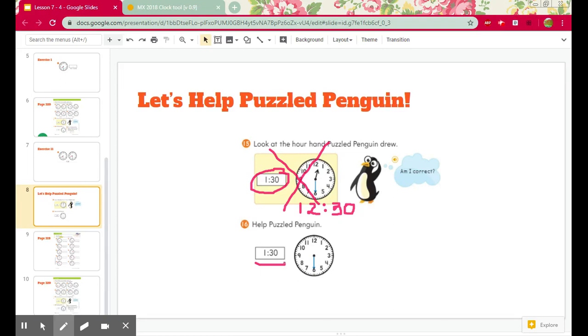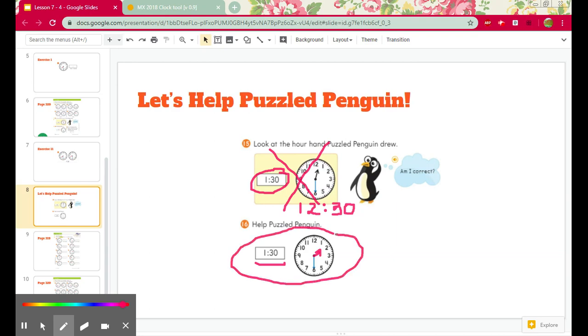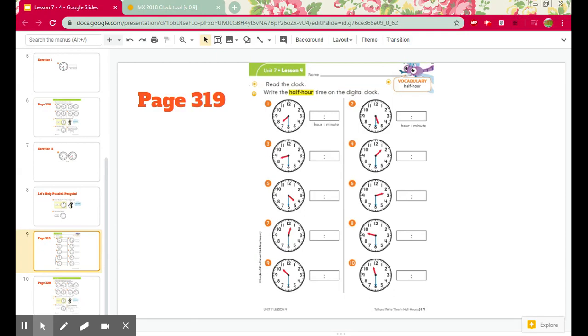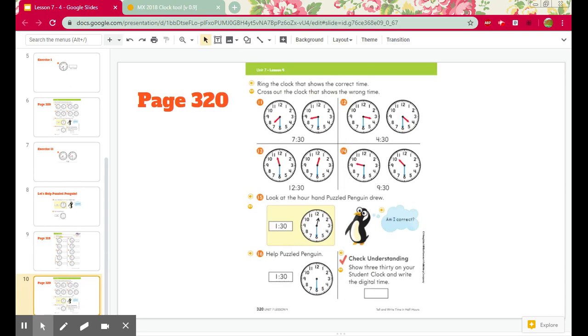1:30 means that it is 30 minutes after 1. The hour hand should be between the 1 and the 2. So now both clocks are showing 1:30. To finish up today's lesson, please work on student workbook pages 319 and 320. Thank you.